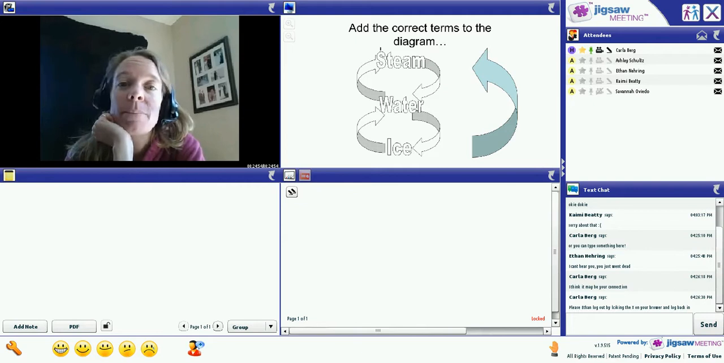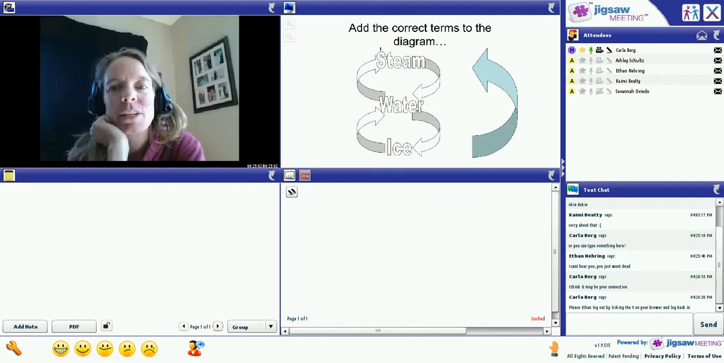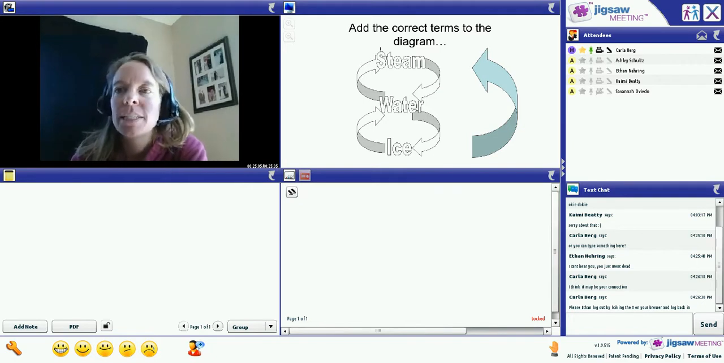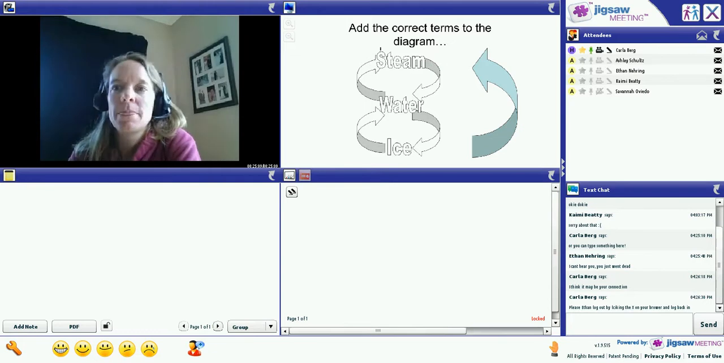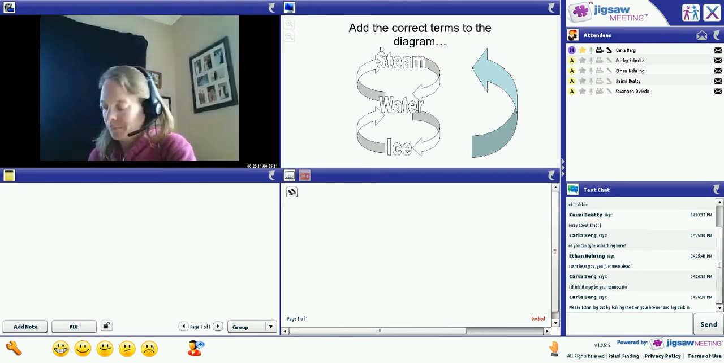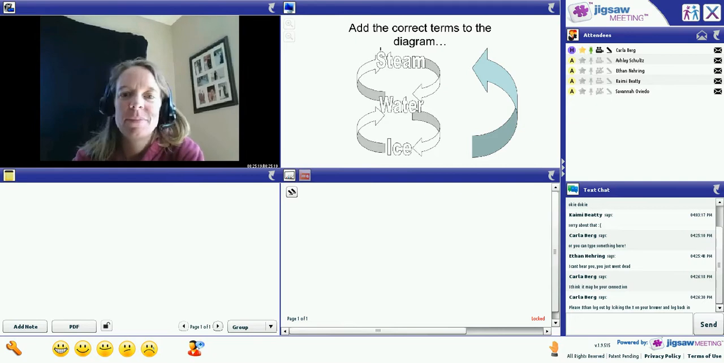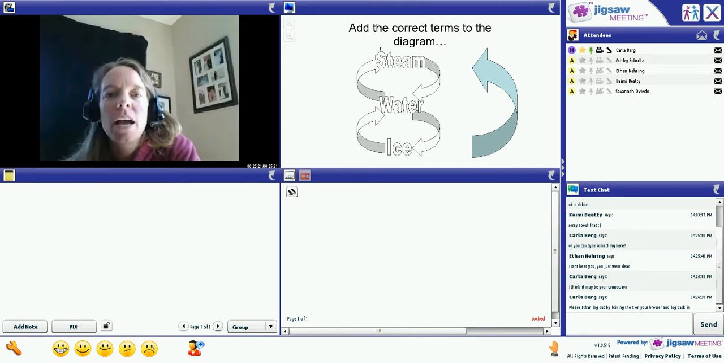So what would I call it as a gas goes from steam to water? From steam to water. Go ahead and raise your hand or put it in the text chat. Go ahead, Amy. From steam to water, it's called condensation. Awesome. Great job.